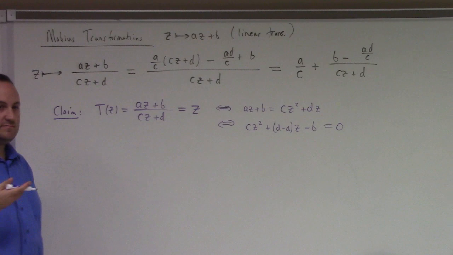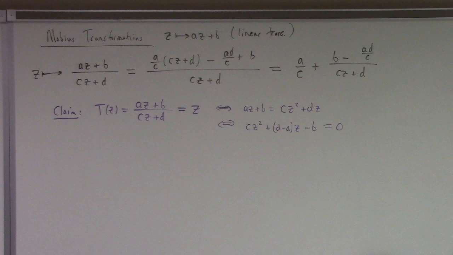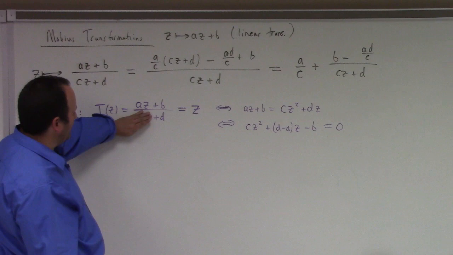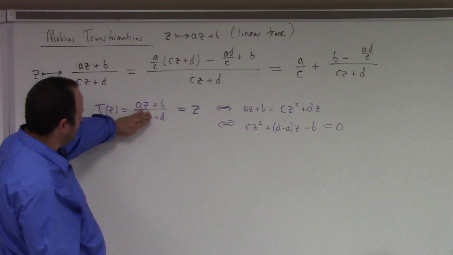What's that? For c not equal to zero, that is a quadratic equation, right? So if c equals zero, then that's kind of an annoying one. If c equals zero, what is this? It's really just a linear transformation, and it is an affine transformation to be more precise. But if c is not zero, then that's a quadratic equation.